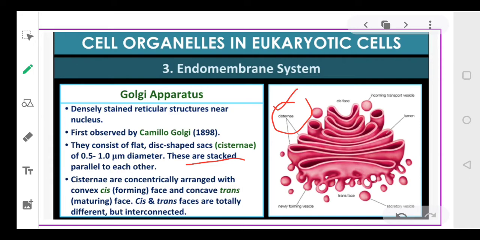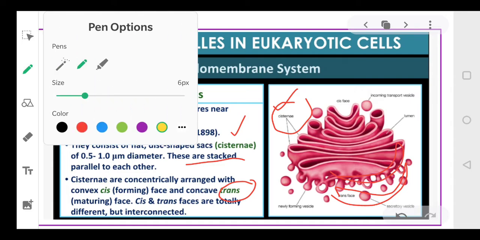Now, the Golgi apparatus was first discovered by Camillo Golgi in 1898. And you can see this Golgi structure is a densely stained reticular structure which is present near your nucleus. And these cisternae are concentrically arranged. If they are arranged in a concave manner, then we call this trans face. Like this, if they are arranged, अगर इस तरीके से आपके arranged है, let's have a different color so that you can clearly understand.